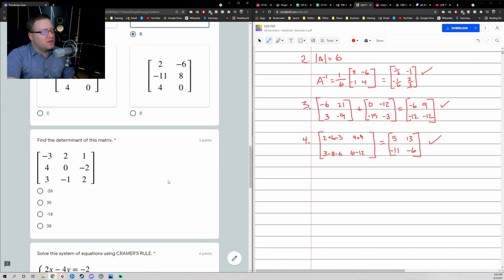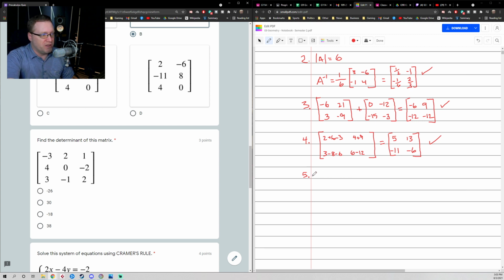Okay, next, number 5. We need to find the determinant of this matrix, all right? Now remember, to find the determinant of a 3 by 3 matrix, what we do is we take the first number in the first row and then multiply it by the determinant of this little matrix here, all right? Then we're going to take minus this number times the determinant of a matrix if we cross out this row and this column. All right, anyway, we'll just do it. All right, so here we go.